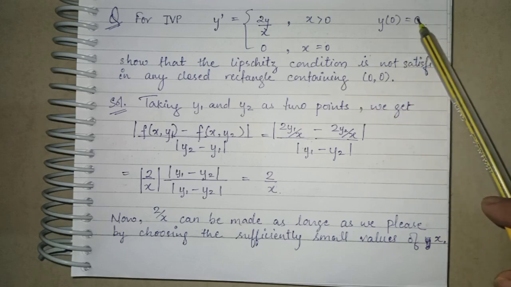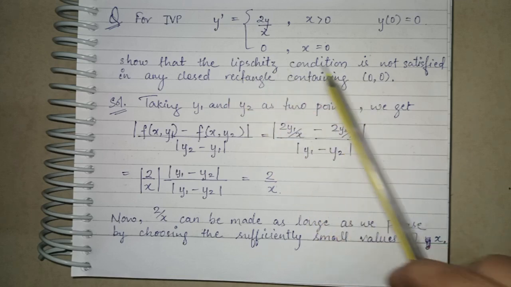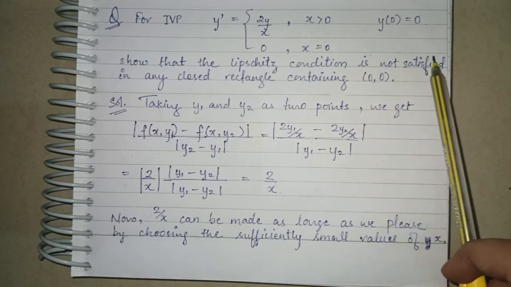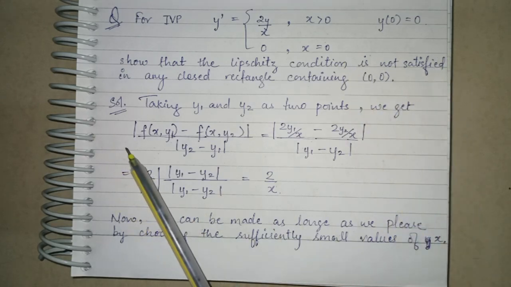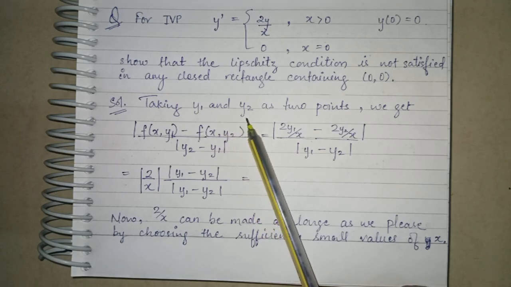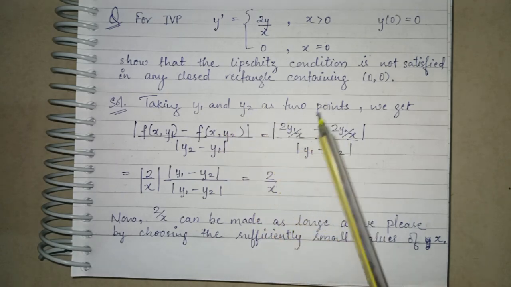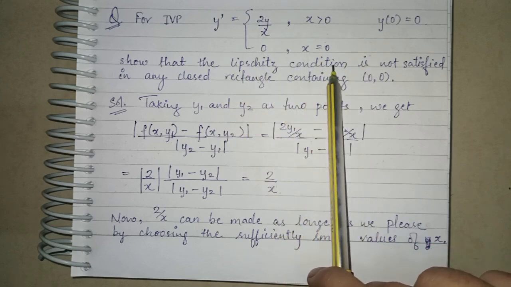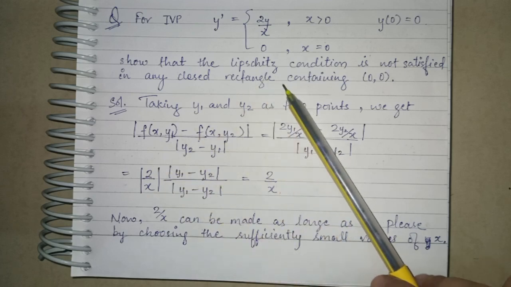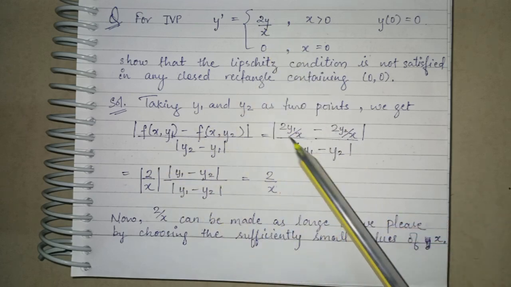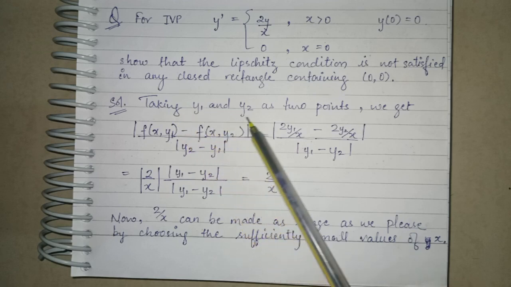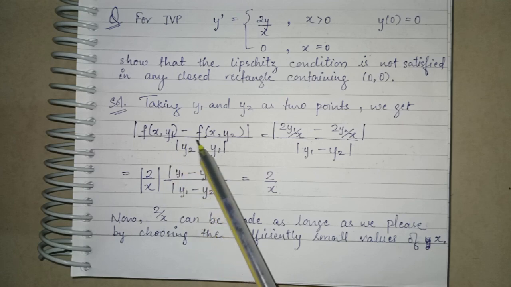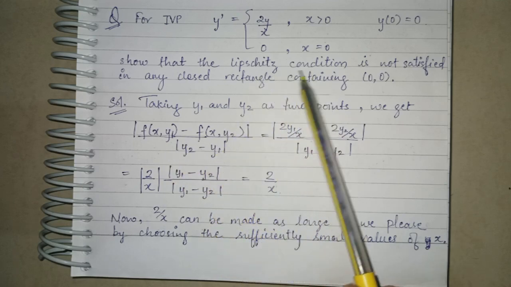That means this initial condition, right? So we have to show that around this point our Lipschitz condition is not satisfied. So we are taking y1 and y2. Why? Because while we check the Lipschitz condition in our initial value problem, we have to calculate our f(x,y) at two different points. So that's why we are taking y1 and y2 as 2 points, and we are solving the left hand side first of the Lipschitz condition.